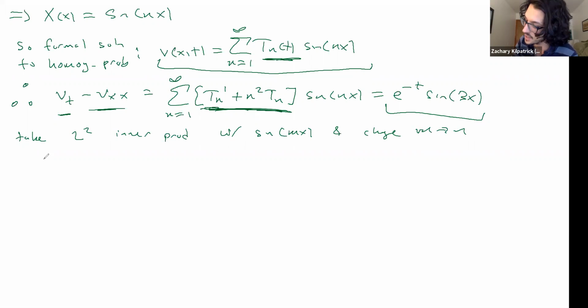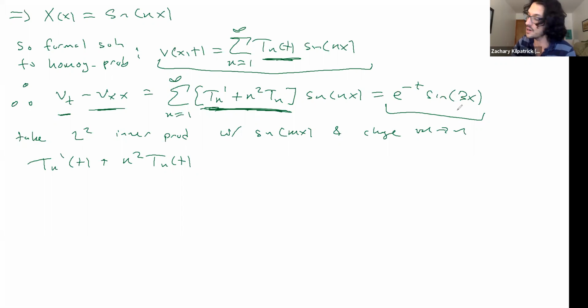What I would get, and you can just read it off here, is Tn prime of t plus n squared Tn of t. This coefficient is equal to this. And you say, well, how does this right-hand side affect things? It's only going to affect a single term, the sine 3x term.